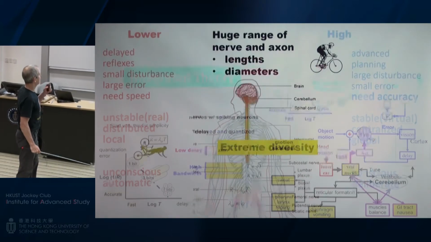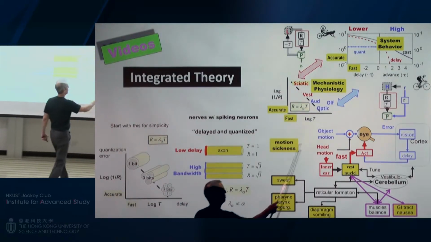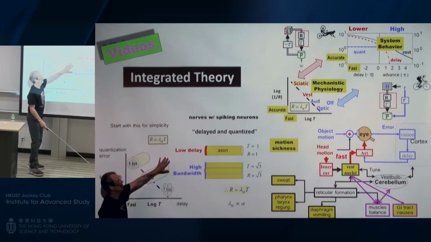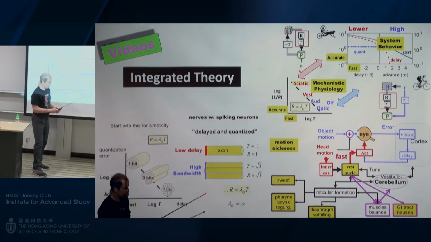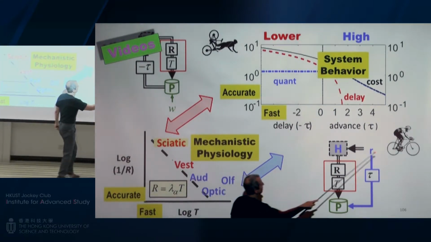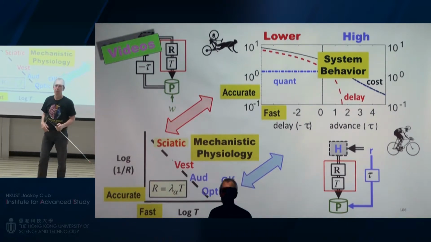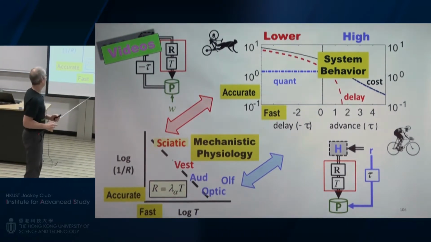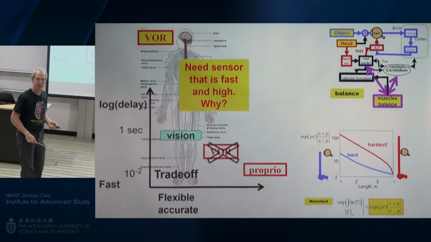I'm just going to say something about this, which is we want a theory of this that includes specific models of spiking neurons. So you take into account spiking neurons, and then what you do is you take the spiking neuron model and you can get these behaviors out of it that you want rigorously. So that's really cool. That's not what I'm going to talk about. We need a sensor that's fast and high. Why do we need that?